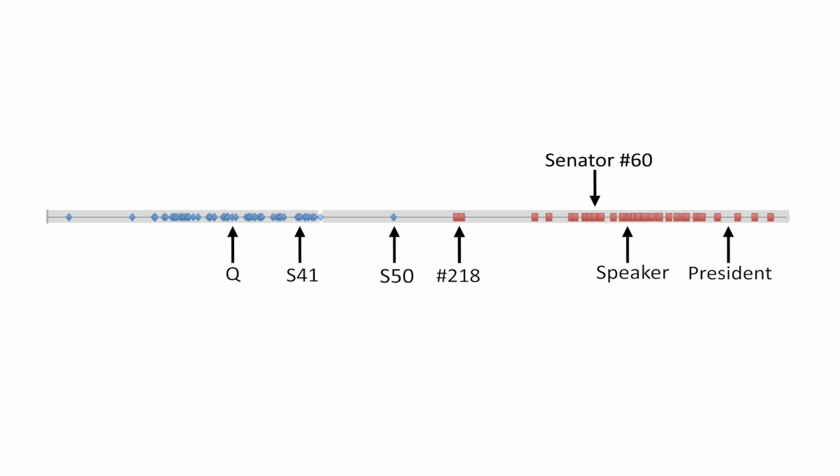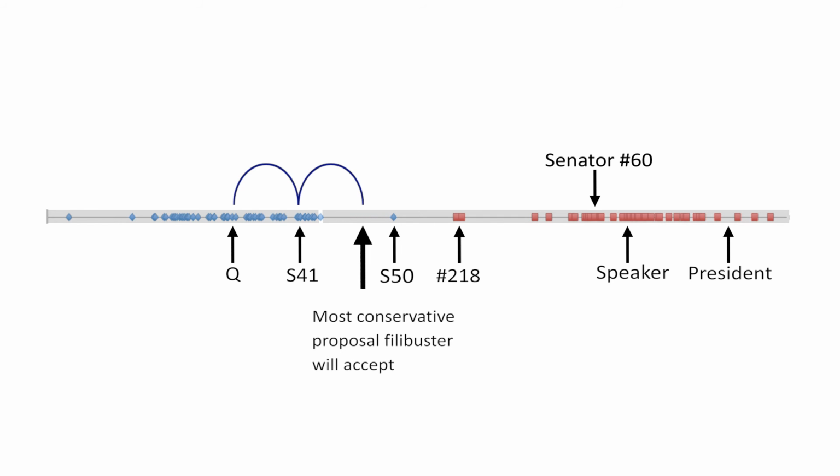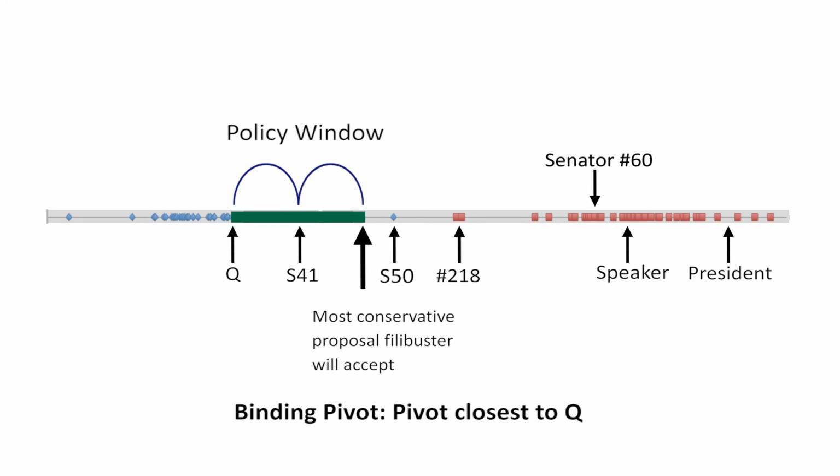To find the set of bills the filibuster pivot would support, we do the same flip thing. We flip over the filibuster pivot and land here. And notice that this range of policies is much smaller than the set the House median would approve. The filibuster pivot in this instance is the binding pivot. It's the one that really matters. And one thing you should convince yourself of is that any policy that the binding pivot approves will be approved by all of the other pivots. And with that in mind, we can say that this set of policies, the one approved by the filibuster pivot, the binding pivot, is the acceptable policy window. Any bill in this window will be approved.